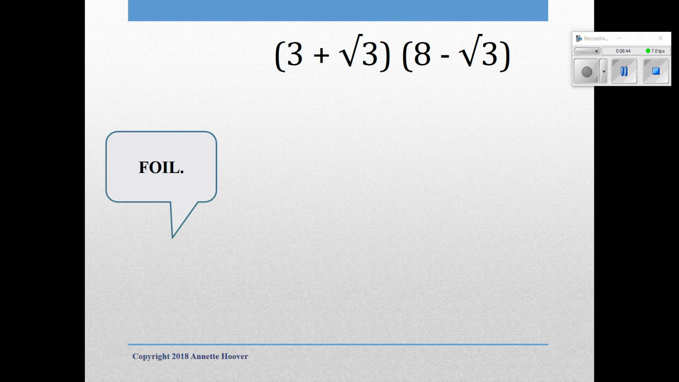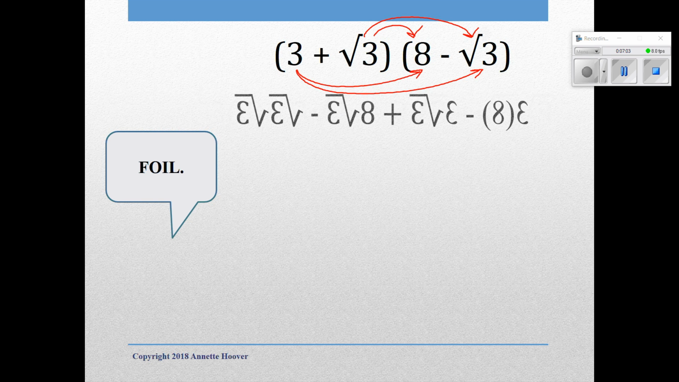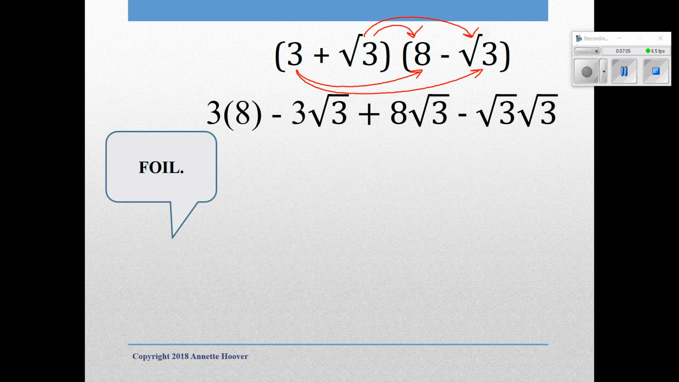Okay, let's practice FOIL again. So if we do our first terms, we have 3 times 8. Then we have 3 times the square root of 3, and that has a negative in front of it. Then we have the square root of 3 times 8, and then we have the square root of 3 times the square root of 3. It looks like this. That's when I do my FOIL.